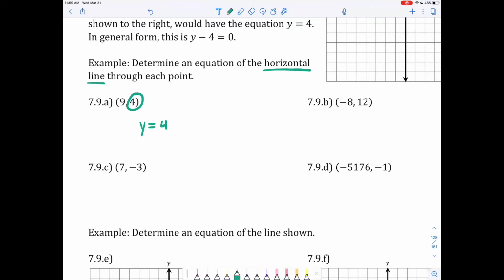The next one, again, we have our point -8, 12. Our y value of that point, and every point along that horizontal line is going to be 12, so we will have y is equal to 12. Quick, try these next two on your own. Okay, so we have y is equal to -3 here, because again, every single y value on that horizontal line will be -3, and y is equal to -1, because every single point along that horizontal line will have a y value of -1.